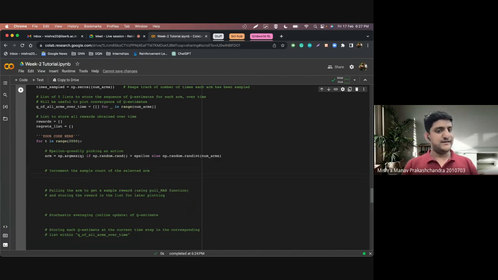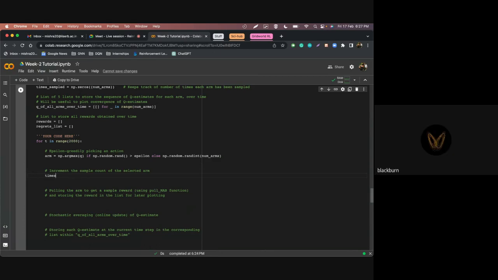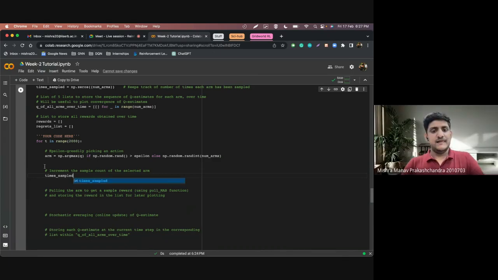Okay, what here? So whatever arm that I sampled, I want to update that, right? So this is the arm that I sampled. I'm just taking that index and doing plus equal to 1.